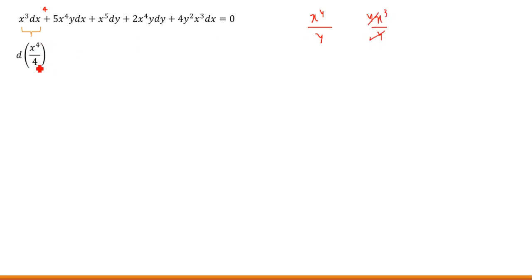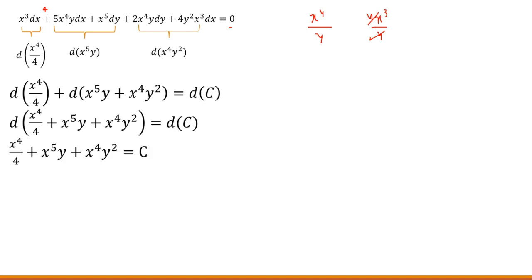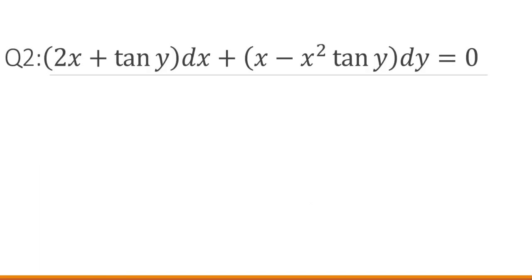So d of x to the power 4 by 4, and for both of them we have already calculated d of x to the power 5y and d of x to the power 4 y square. So we just simply write them in the derivative form, and taking d common, even 0, if we differentiate a constant, the answer comes out to be 0. This is what we have, where c is an arbitrary constant here. So we just open up the bracket, and this is the final equation, or the final answer which we have got.